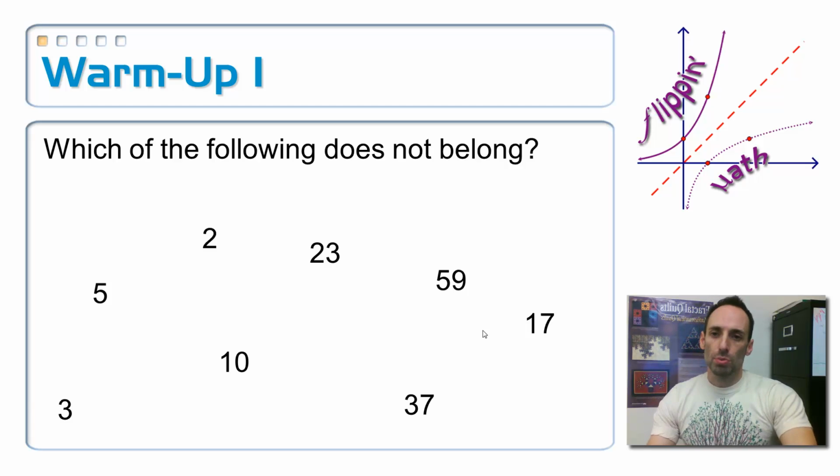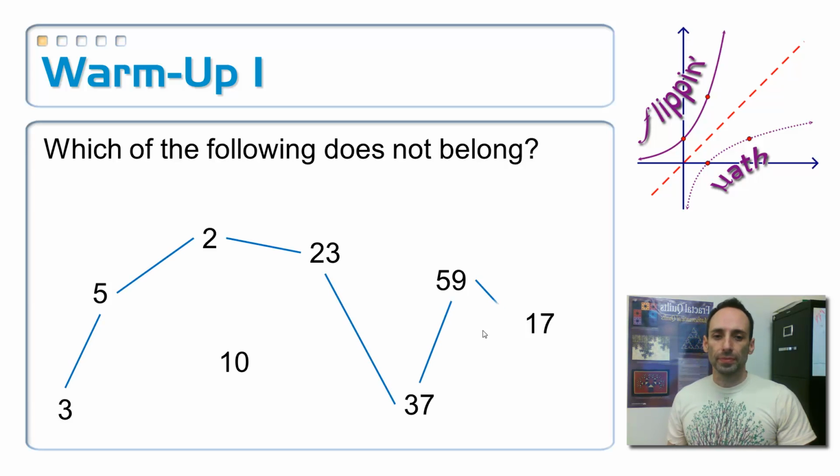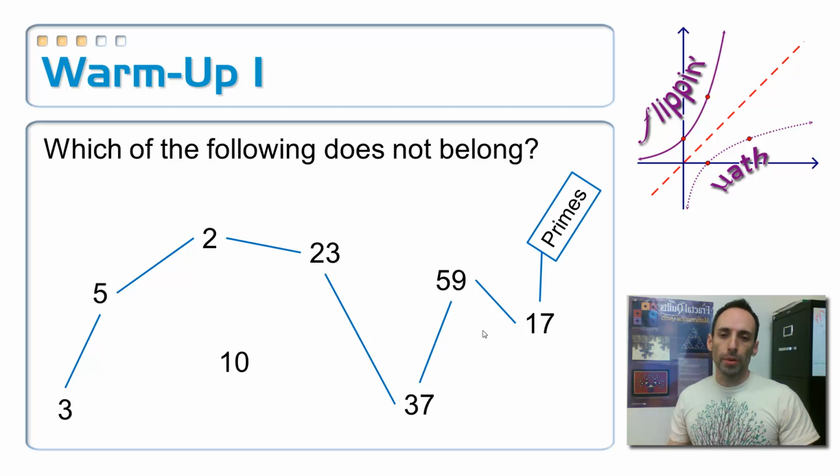So here we go. First warm-up question. Which of the following numbers, look at all those numbers there, which of them does not belong? You might want to just pause it for a second and just take a look at those numbers and decide which one of those doesn't belong in that group. So here you go. The number that doesn't belong in the group is the number 10.